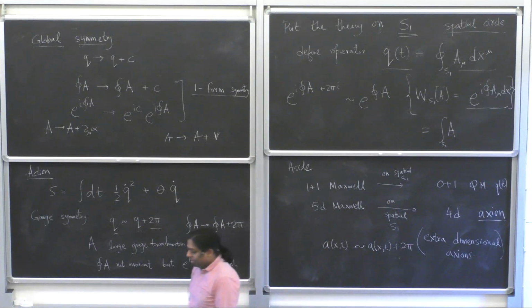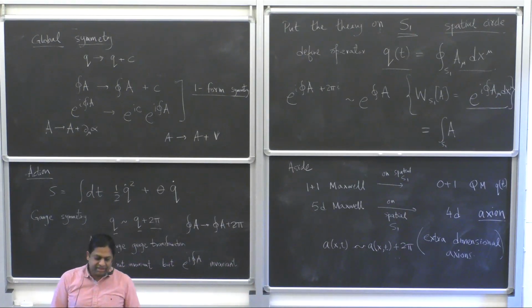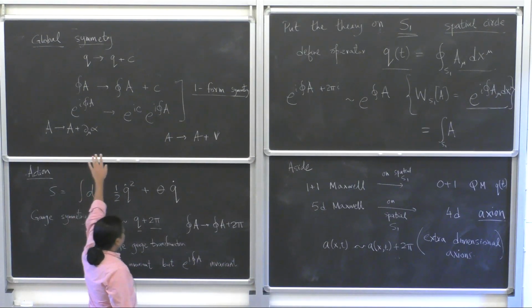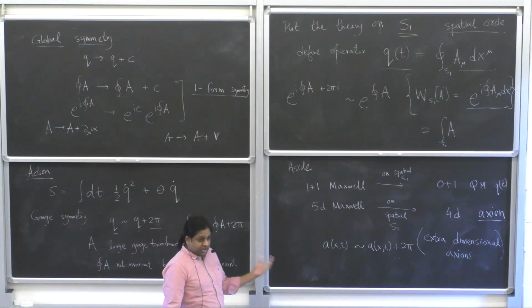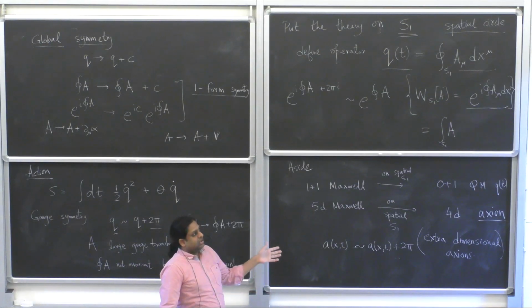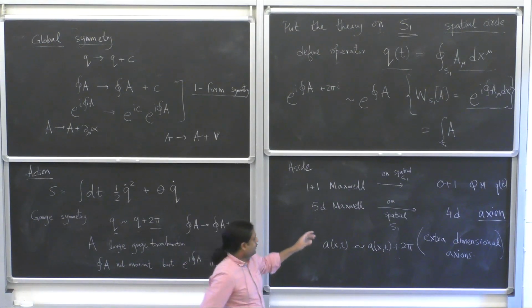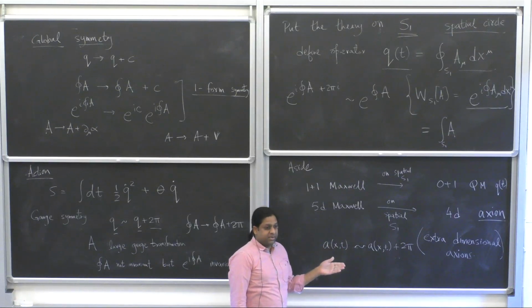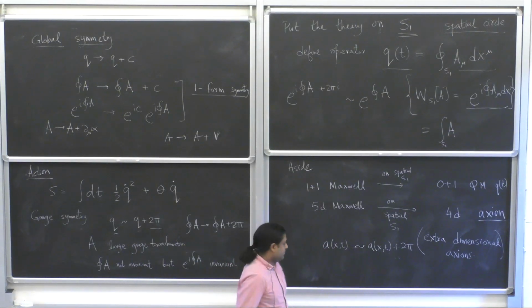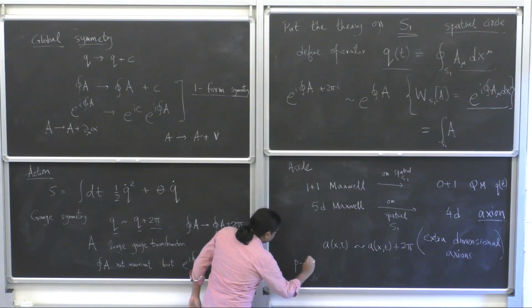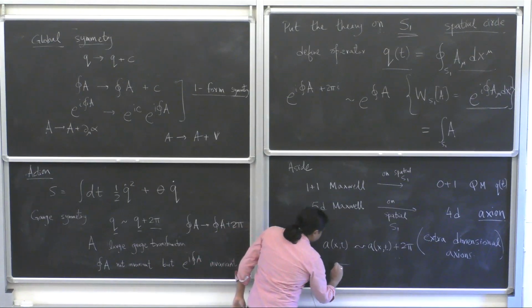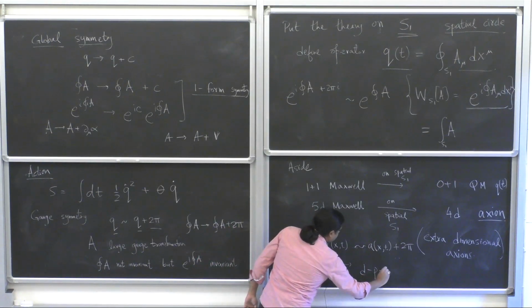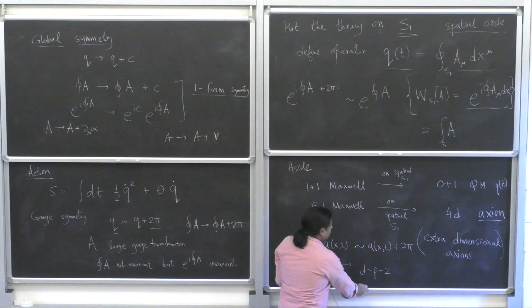Indeed. For example, whenever you have this one form symmetry, there's usually a dual symmetry that you could talk about. So for a p form symmetry, the dual symmetry is a d minus p minus 2 form. So there's a p form, and the dual is a d minus p minus 2 form.